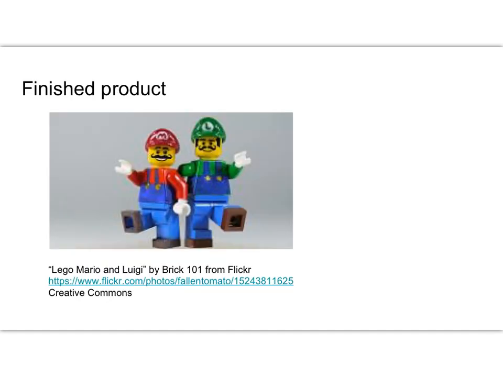So this is what my finished product looks like. I was able to save my picture to my camera roll on my iPad, and then on the first line underneath the photo, I'm indicating the title of the image in quotation marks, Lego Mario and Luigi, by Brick101, the name of the artist, from Flickr. Then I have the website link so that somebody could find that image if they're interested in seeing it or learning more about Brick101. And then the third line just indicates that it is indeed a Creative Commons license.